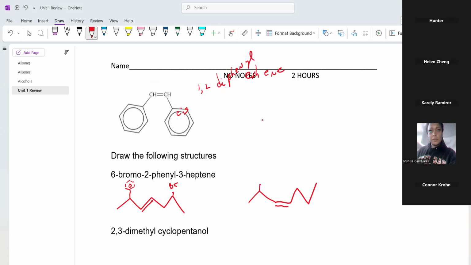And then we have the phenol here and the bromo there. And so our backbone.